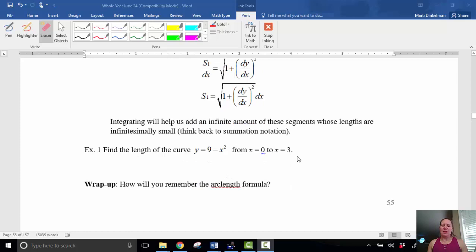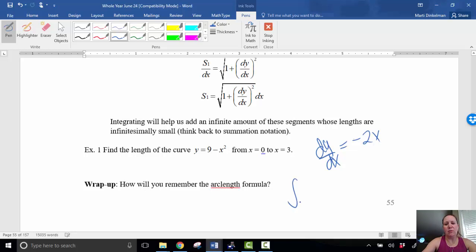So this is really just a matter of knowing the formula and knowing how to plug the pieces in. So for example 1 here, we just figure out what dy/dx is. That's negative 2x. And then we plug it into our formula. So arc length from 0 to 3, the square root of 1 plus, and you can either simplify this or you can just write it as that thing squared, and then dx. And then we're either going to just calculate that by hand or it's going to be something we do on the calculator. You can see here that this is looking a lot like a trig sub.